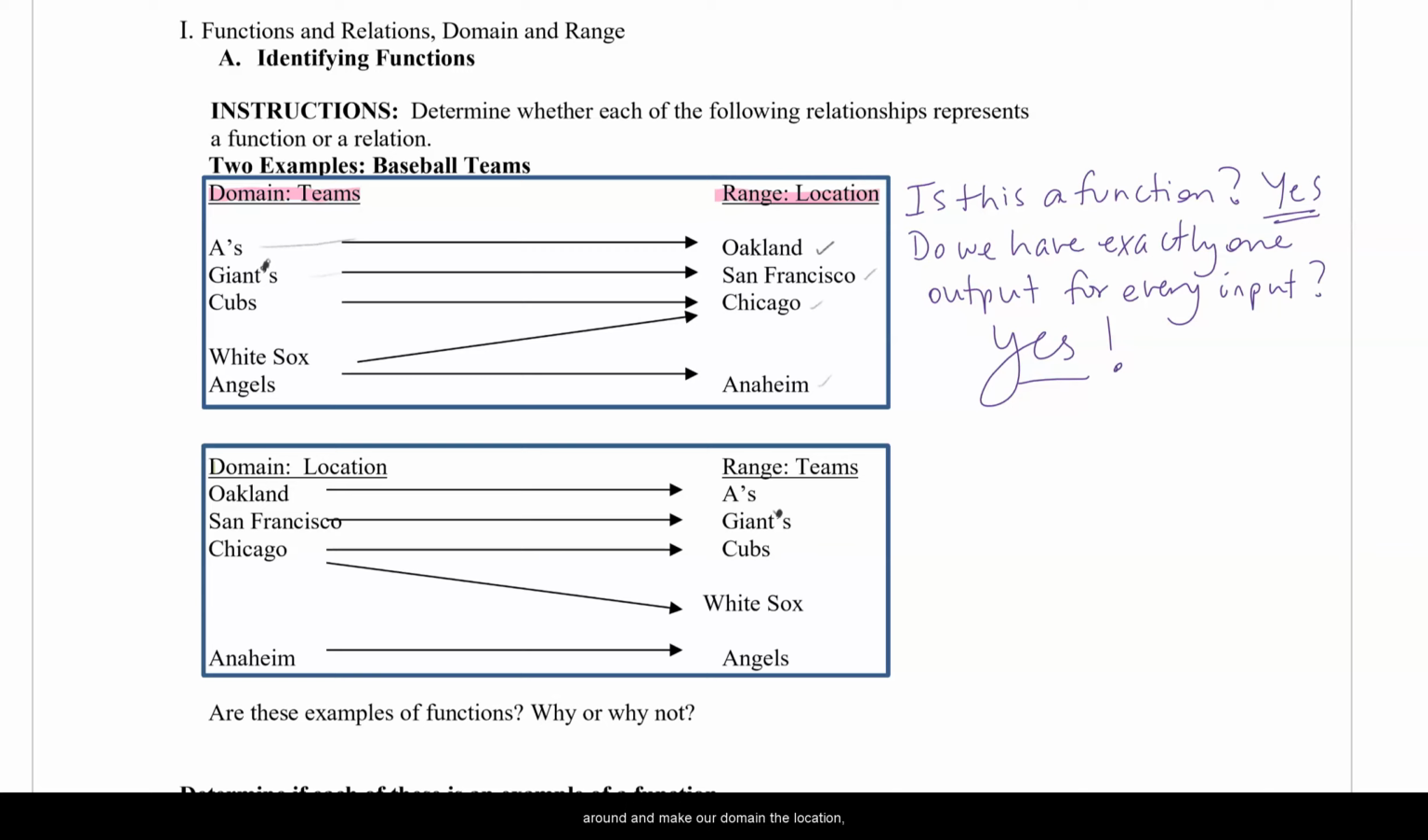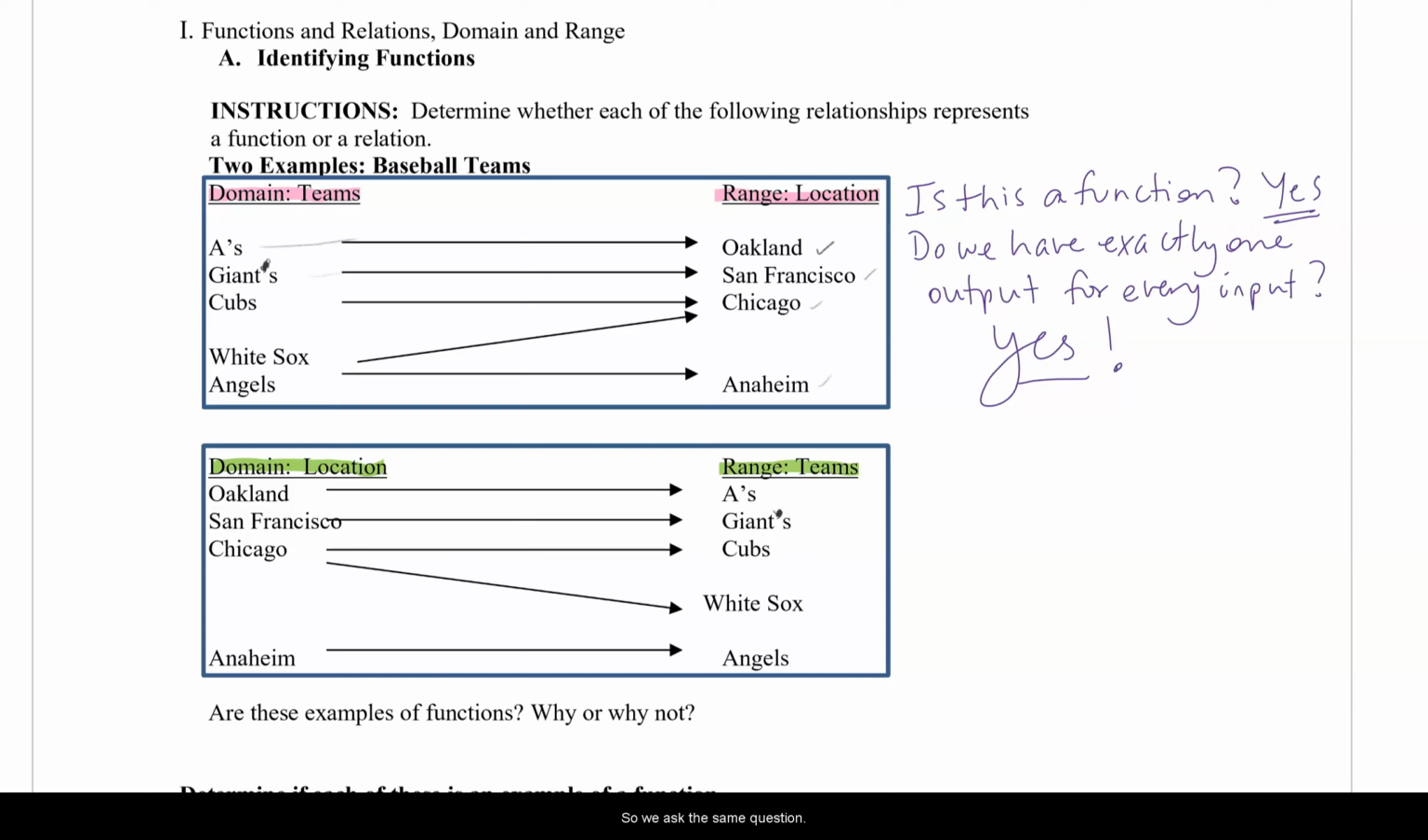Let's flip it around and make our domain the location and our range the teams. And now notice how things are different. Oakland gets mapped to the A's. Okay, not that much different. San Francisco gets mapped to the Giants. Okay. Chicago gets mapped to the Cubs and to the White Sox. And Anaheim goes to the Angels.